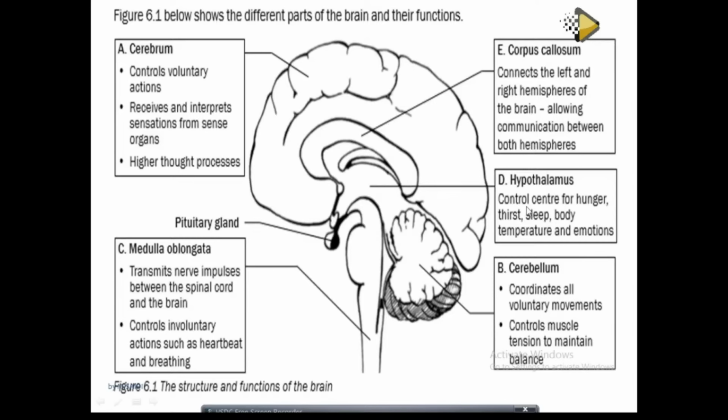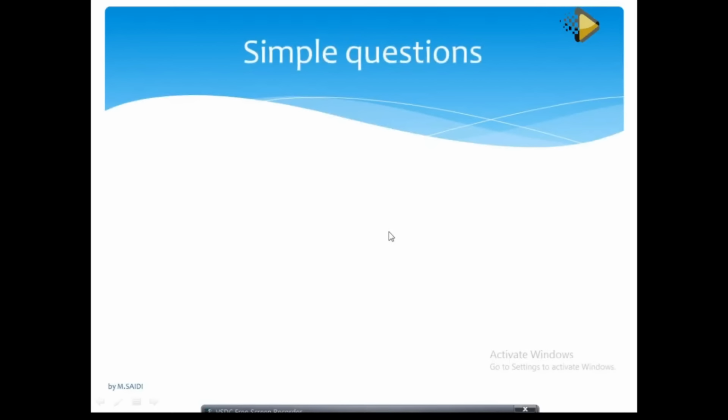We will see this one more when you go to endocrine. It is a center for hunger. When you are hungry, it is this. When you are thirsty, deep sleep, sleeping, body temperature, and emotions, all these are being controlled by the hypothalamus. Then you have the pituitary gland. The pituitary gland is one of the very important glands which can secrete many hormones in the body. We will see this when you go to the endocrine system.